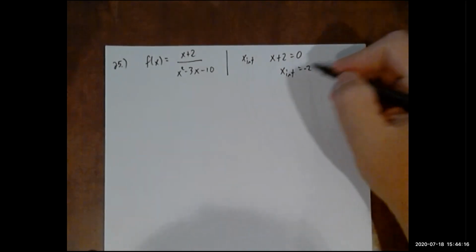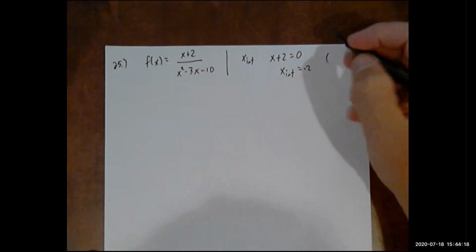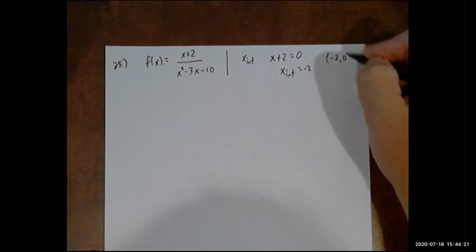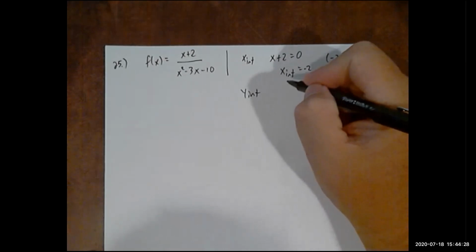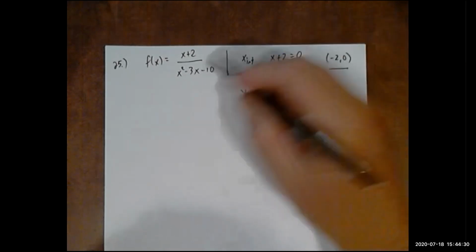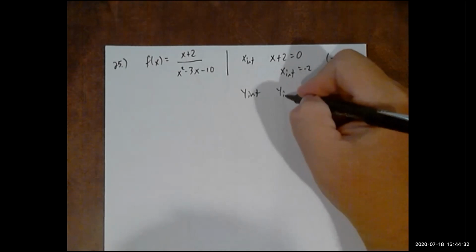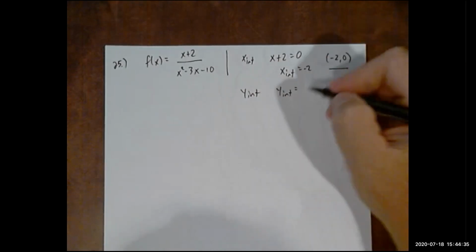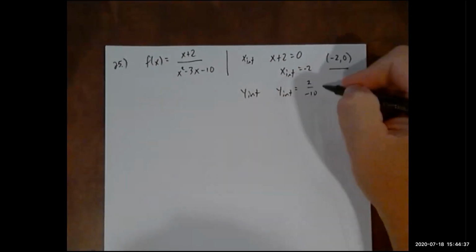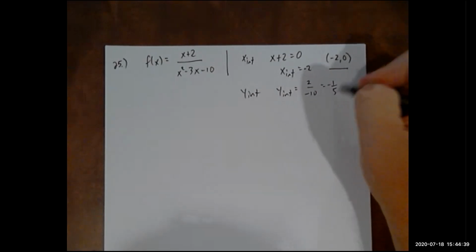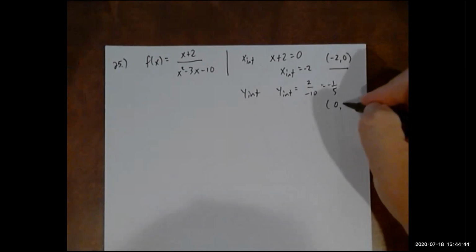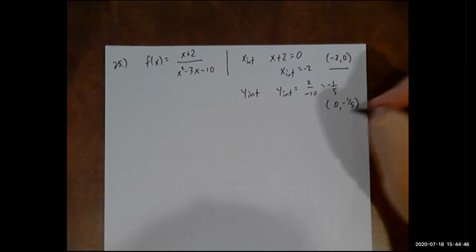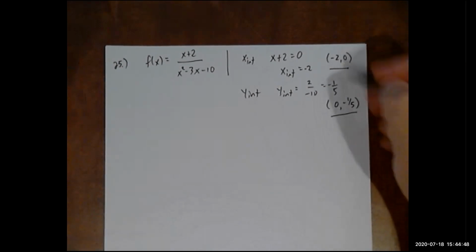So I have an x-intercept of -2, which means there's my x-intercept. Y-intercept is where you set x equal to 0. You get 2 over -10, -1/5. There's your x-intercept and your y-intercept.